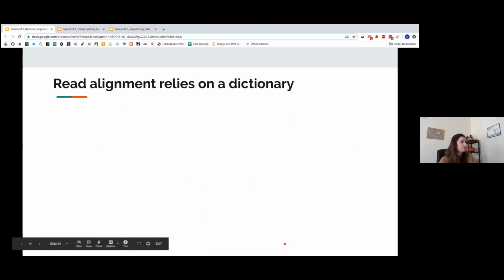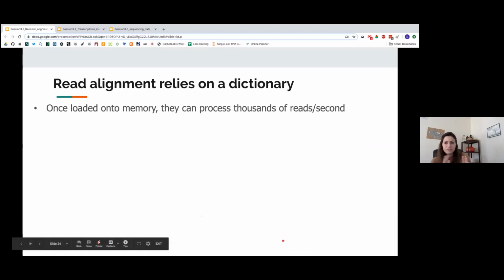All right, so let's just recap what we went through. The read alignment relies on this dictionary we created. Once it's loaded into memory, and now you see the efficiency of an index that is 2 gigabytes large, or an index that is 20 to 40 gigabytes large, you can process thousands of reads per second.